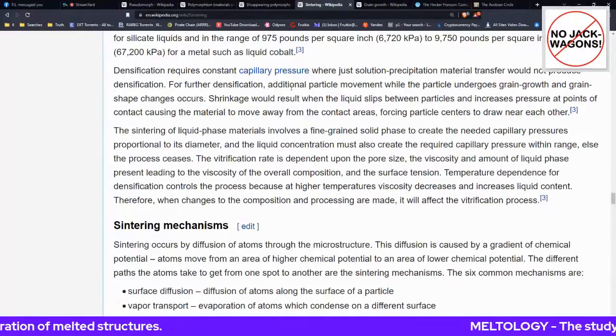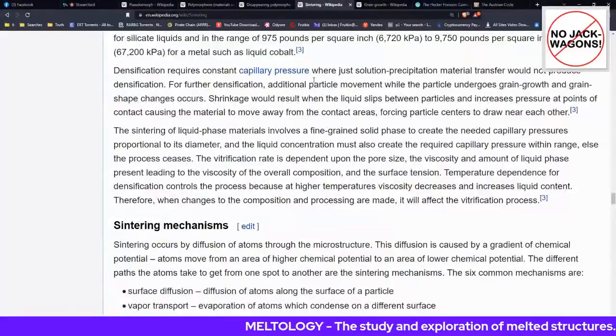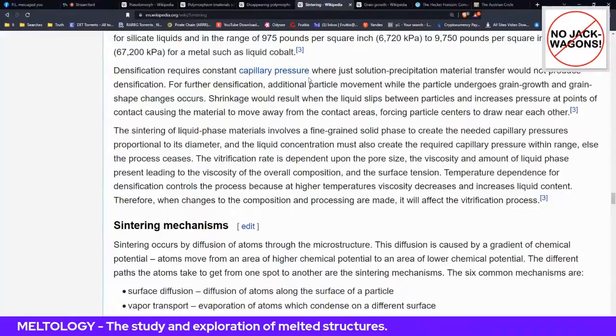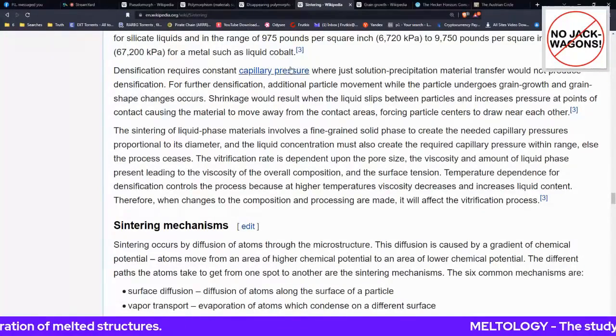Yes. And with this capillary pressure, the pressure that's on top, like when you stack bricks, this is a capillary pressure because all the bricks press on top of each other. Yeah. This is what it is.